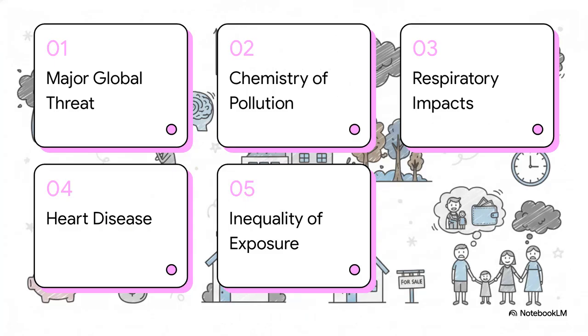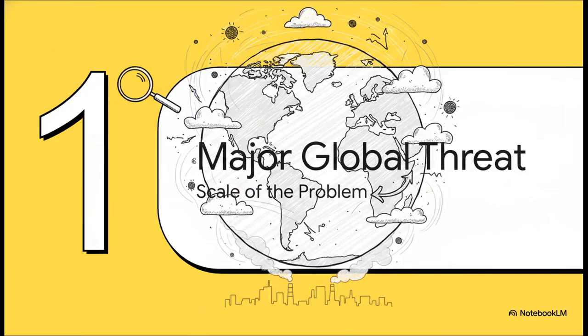So here's our game plan for today's Explainer. First, we'll cover the global threat. Then we'll break down the actual chemistry of pollution. Third, we'll take a deep breath and look at respiratory impacts before moving beyond the lungs to heart disease in part 4. And finally, we'll wrap up with the inequality of exposure. All right, jumping right into section 1, a major global threat.